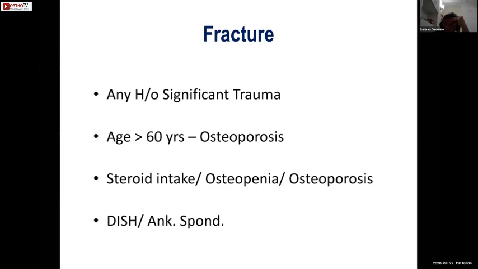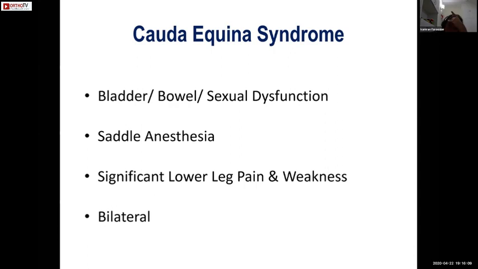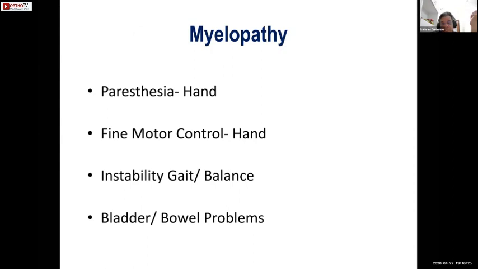In case of cauda equina syndrome, you should always suspect a patient who comes with a new onset of pain, and ask about bladder and bowel symptoms, any sexual dysfunction, saddle anesthesia, any significant lower leg pain or weakness, and especially if it is bilateral, you should rule out cauda equina syndrome. In case of myelopathy, ask about paresthesia, especially because fine motor control of the hand is very frequently involved in case of cervical spondylotic myelopathy. Ask about instability in the gait and balance, and also about bladder and bowel problems.